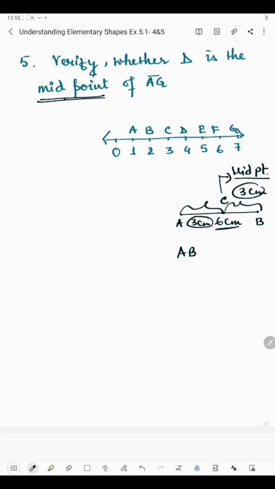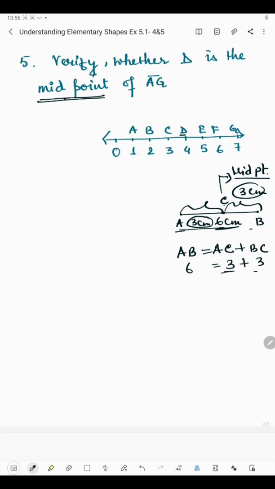Here AB is the line segment. Now midpoint C divides the line segment into two equal halves, AC and BC. Here AC is of length 3 centimeter and BC is of length 3 centimeter. So in total we have 6 centimeter. In this question we will have to verify whether D is the midpoint of AG. As I said, a midpoint always divides the line segment into two equal halves. So let us check whether point D divides the line into equal parts or not.